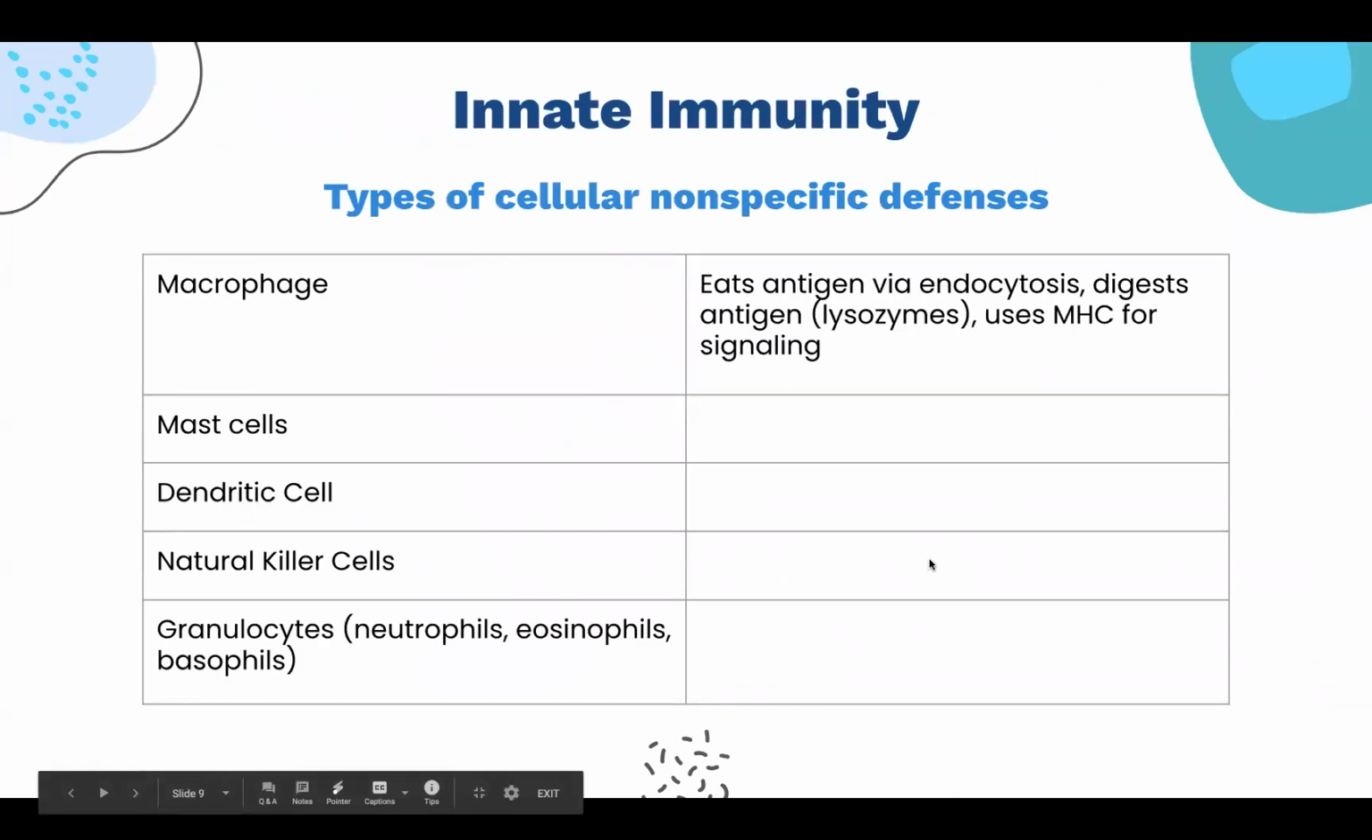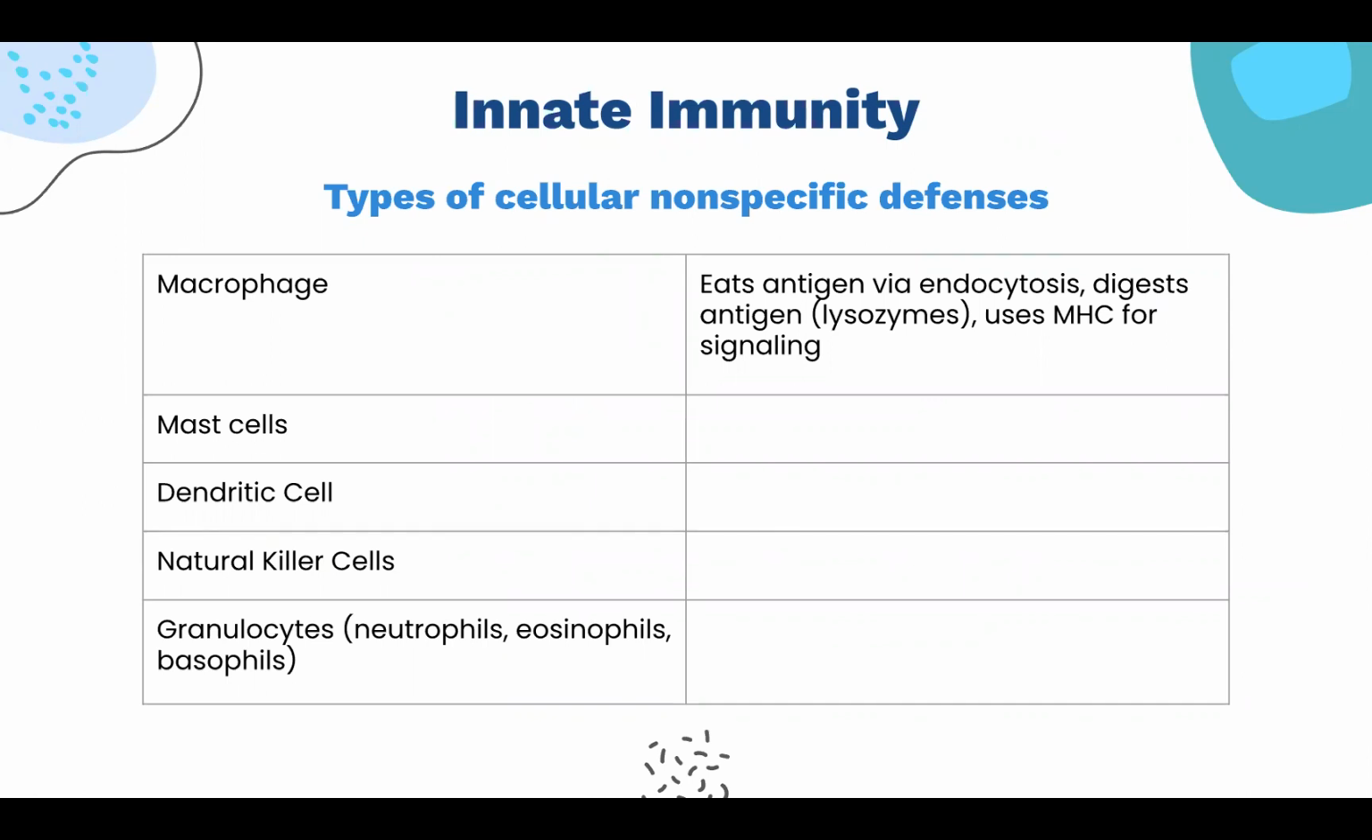So who can guess what mast cells do? Anyone? Yes, thank you. They're responsible for releasing a chemical called histamine. Histamine causes vasodilation and inflammation. It does this so that more immune cells can enter the bloodstream and help attack invaders.